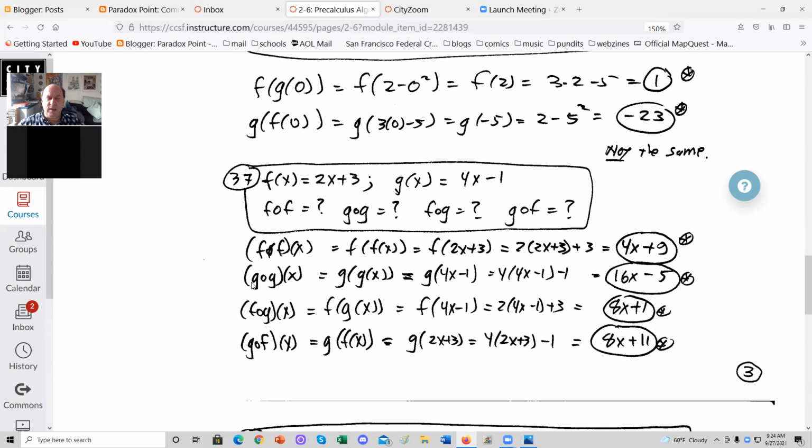G of g of x is g of 4x minus 1. So that's 4 times 4x minus 1, that minus 1. After some distributing and combining, you get 16x minus 5.